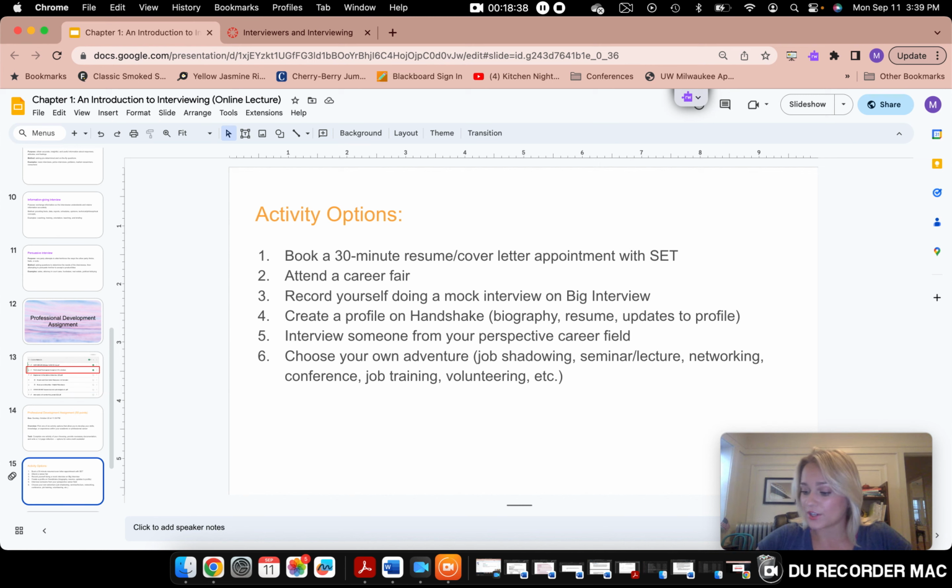Then you would be submitting your interview questions, which is your interview guide, along with your reflection. The third option is to record yourself doing a mock interview on a platform called Big Interview. Big Interview is a platform that helps people prepare for employment interviews or a multitude of different interview situations that you might find yourself in.